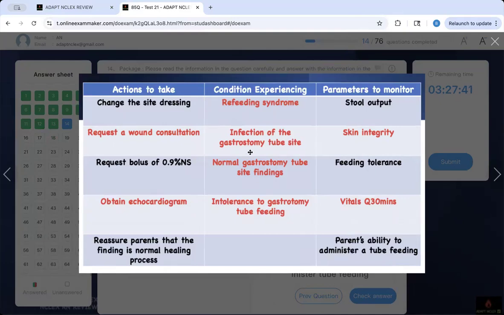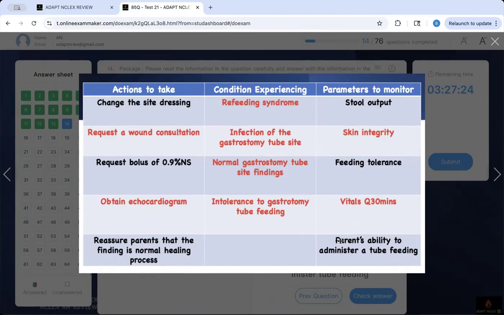Find the condition the client is suffering from. If you find it, use actions to fix the problem. And for the action that you take, make sure you follow up on the parameters. So this is the case with infection of the G-tube site. We took care of it.